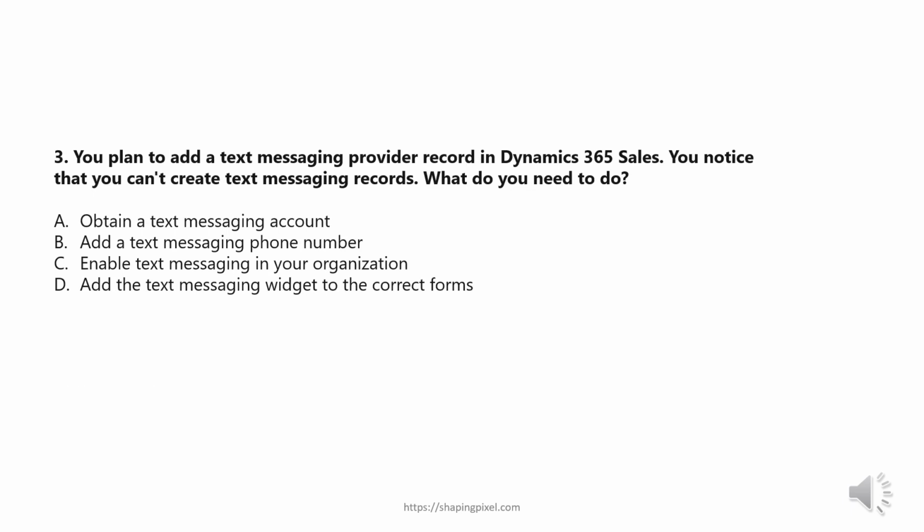You plan to add a text messaging provider record in Dynamics 365 Sales. You notice that you can't create text messaging records. What do you need to do? Obtain a text messaging account, add a text messaging phone number, enable text messaging in your organization, add the text messaging widget to the correct forms.